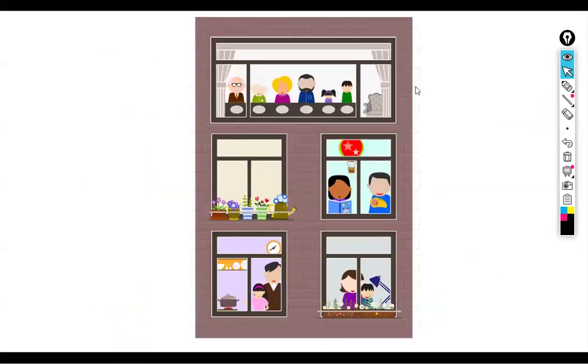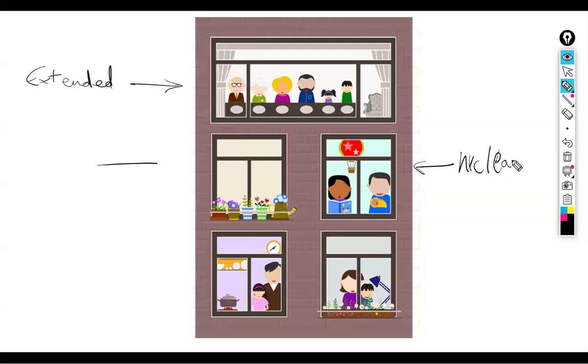So let's remind ourselves of the types, right? At the top here, we have extended. Here we have nuclear. And here we have single parent. But for the sake of argument, we'll pretend that the next one is sibling. That way we have all the types that are on the syllabus covered. Which one is best and why?